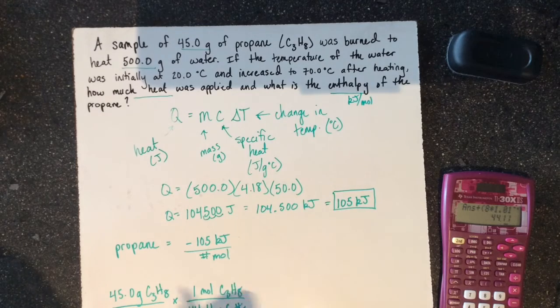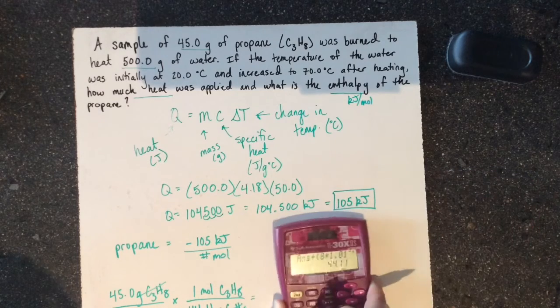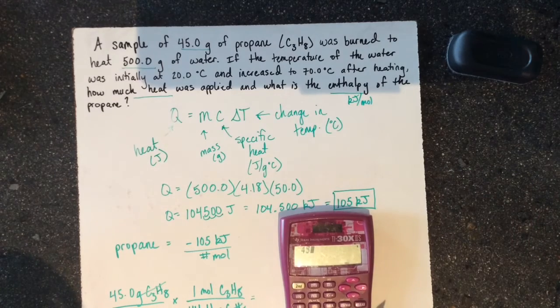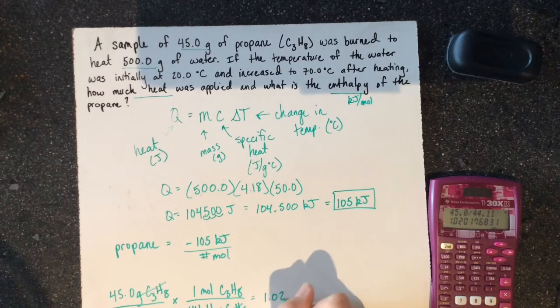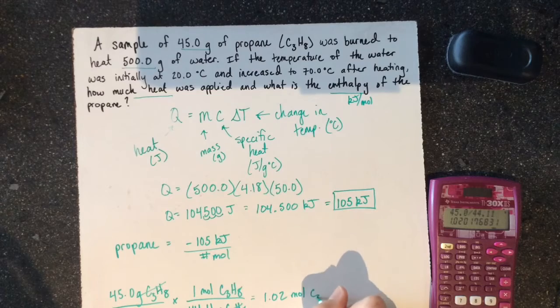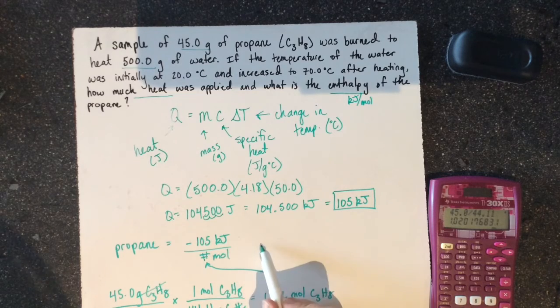Now that grams of C3H8 cancel, leaving us with moles. We take 45.0 divided by 44.11, and we get 1.02 moles of C3H8 with the right number of significant figures. That's what goes into this position, so we have negative 105 kilojoules per 1.02 moles of C3H8.